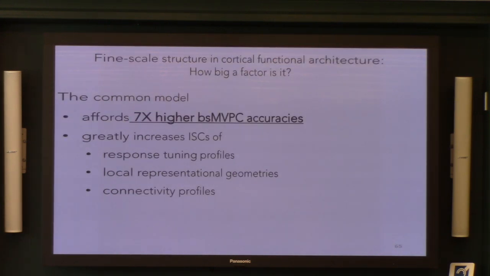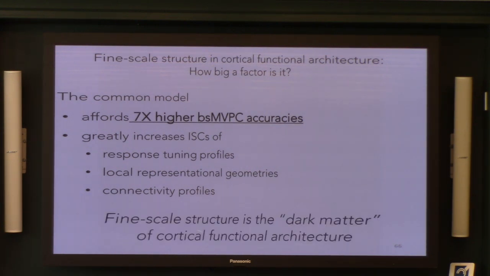So the fine-scale structure is really what this is all about. It's a big factor, 7 times higher between-subject multivariate pattern classification, greatly increased inter-subject correlations of response tuning profiles, local representational geometries, connectivity profiles. So we call this the dark matter of cortical functional architecture, something that people weren't able really to look at before with previous analytic methods, because we couldn't get a common model of what this fine-scale structure was.